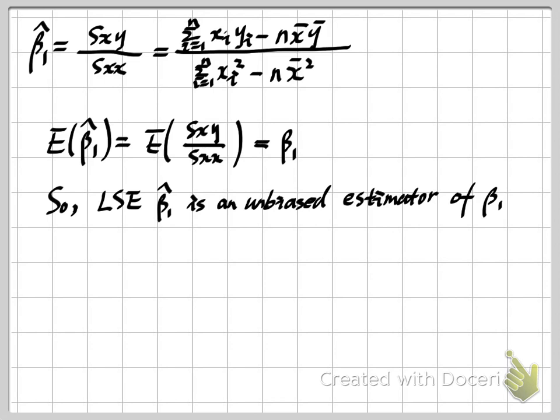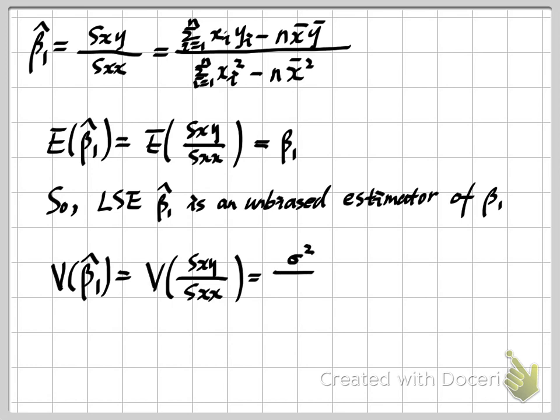Then about the variance, of course we also compute the variance of beta 1 hat. In fact, this equals sigma square in the numerator and S sub xx in the denominator. Here sigma square is the variance of our residual. So this is the mean and variance for our beta 1 hat.